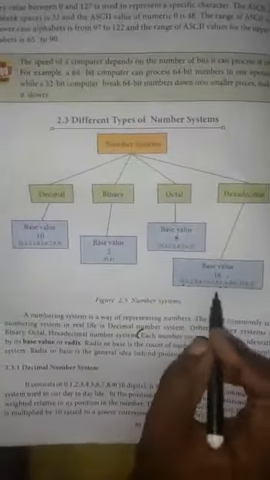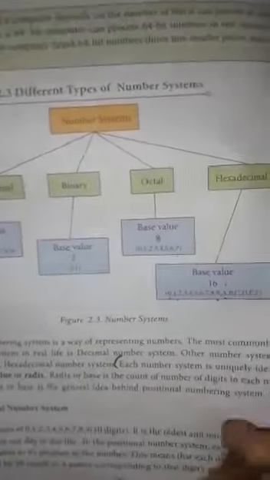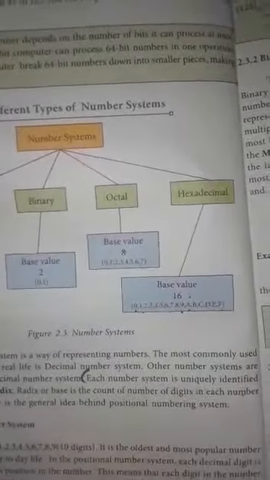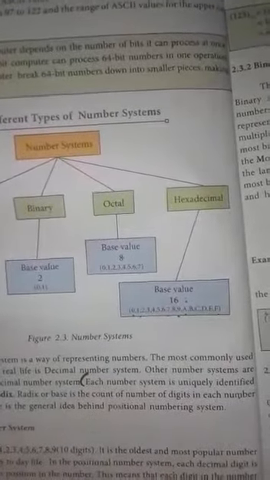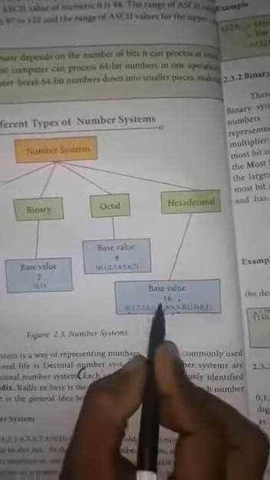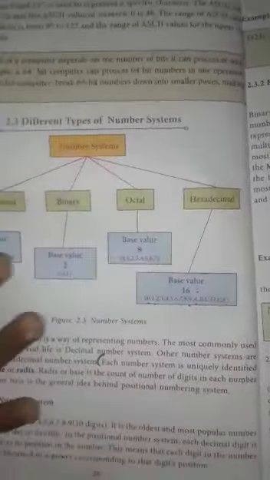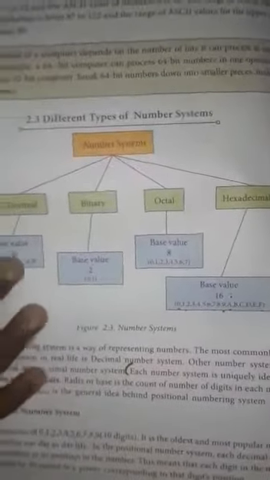Next, the hexadecimal number system values: 0 to 9 is 10 values in total, and 10 is A, 11 is B, 12 is C, 13 is D, 14 is E, and 15 is F. The total values are 16, so the base value and radix are 16. This is very important, study it very well.